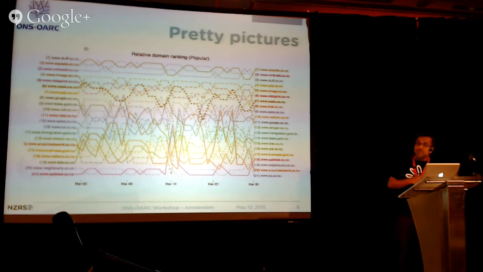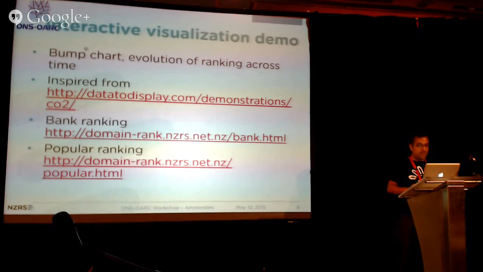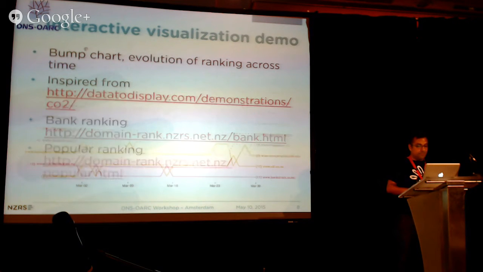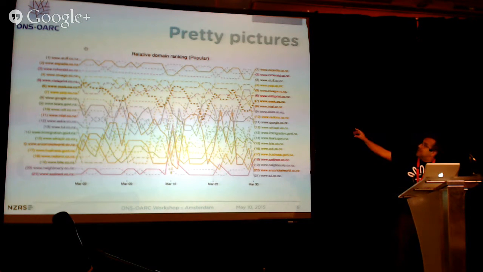Nothing better than a pretty picture, although this looks a little bit overloaded. In the next slide, you will see that visualization is available there. This first one is for the popular domain names. We picked up more or less the top 20 most popular domain names across the .NZ namespace in March of this year. You can see on the top, Stuff is one of the newspapers.